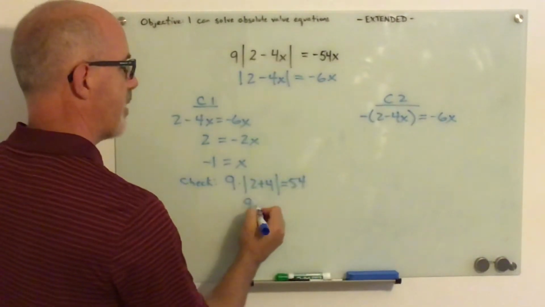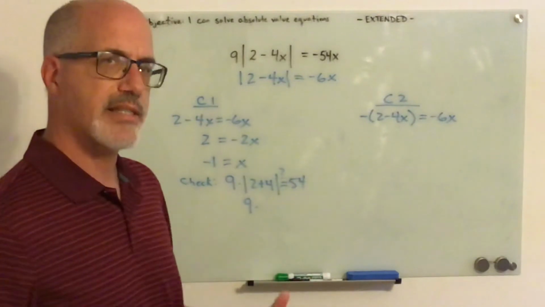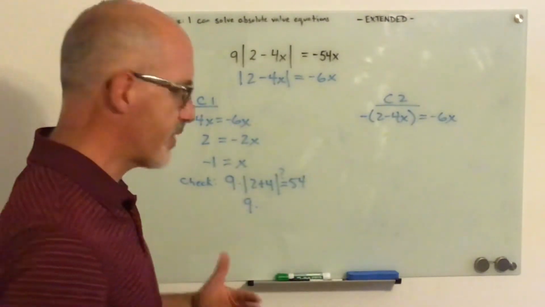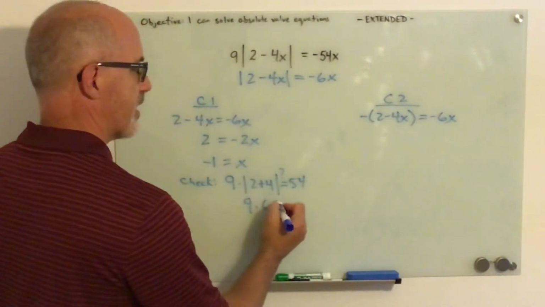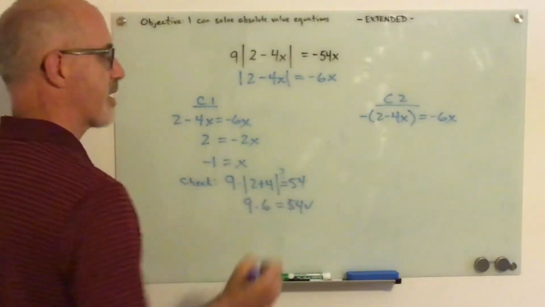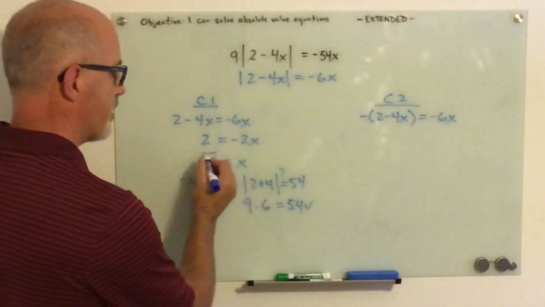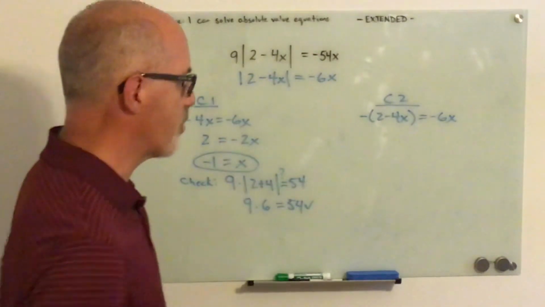So 9 times, and I'm going to put a question mark over this because we're checking to see if this is actually an equation, if it's actually equal. 9 times the absolute value of 6 is just 6. Does that equal 54? It does, and so it checks. So one of our answers is x equals negative 1. Circle it just to remind us that it did work out.